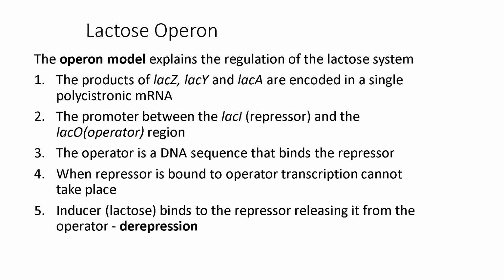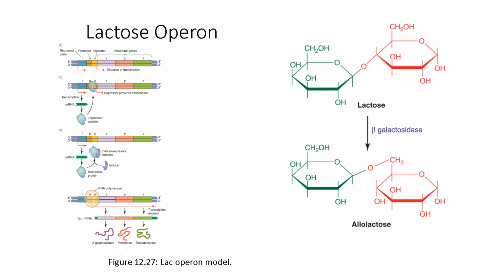The lacZ, lacY, and lacA genes are transcribed as a single polycistronic mRNA. Upstream, a repressor protein encoded by the lacI gene binds to a region called the operator to block transcription. When lactose is present, it acts as an inducer, binding to the repressor and releasing it from the operator, allowing transcription to proceed. The figure on this slide shows the lac operon model. It visually represents the interaction between the promoter, operator, and the lac genes. This operon system is a classic example of negative regulation through de-repression.